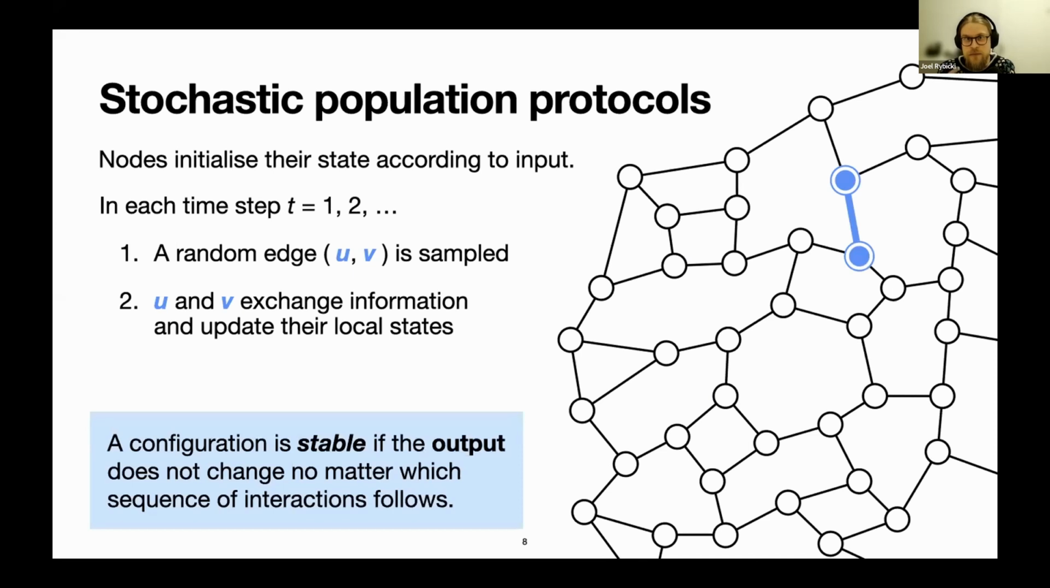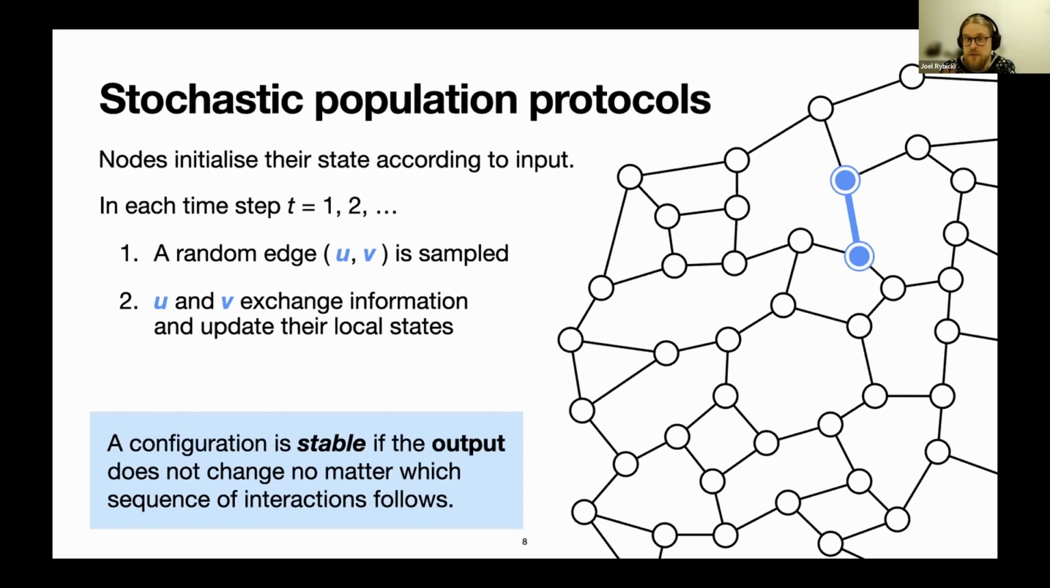Now, in each step, every node will produce some output by mapping its local state to an output value. And we say that the system reaches a stable configuration if the outputs of the nodes do not change, no matter which sequence of interactions the scheduler picks in the future. So we're interested in designing algorithms that always eventually reach a stable configuration where the outputs do not change anymore and are correct. And preferably, the algorithm should also do this fast.